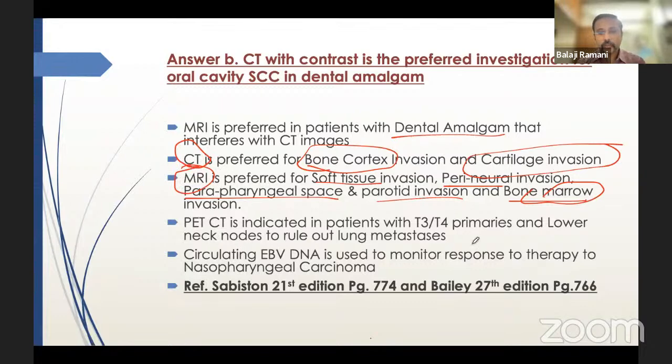Now, PET CT, when do you do it? It has even come in the NCCN guidelines. When you have large primaries like T3, T4, or lower neck nodes, then to rule out lung metastasis, you will prefer to go for a PET CT for evaluation of the patients. So these are some of the investigations that you will do in the evaluation of oral cavity lesions.